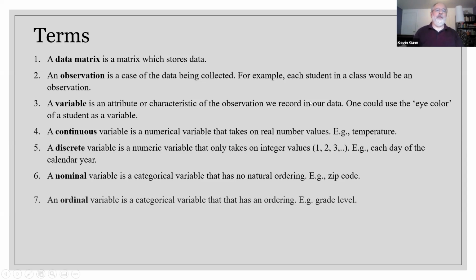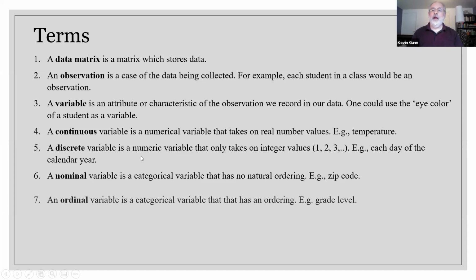Looking at some basic terms, you want to put things into a data matrix, which stores data for you. In our case, we'll be looking at tables as our way to go. We have observations. An observation is a case of the data being collected. For example, each student in a class would be an observation.